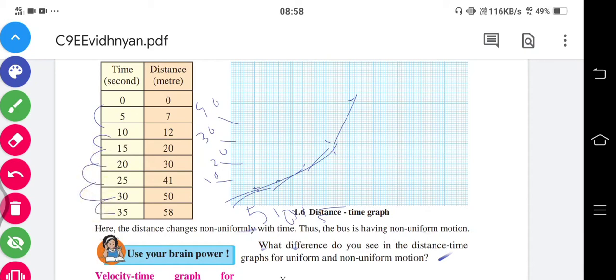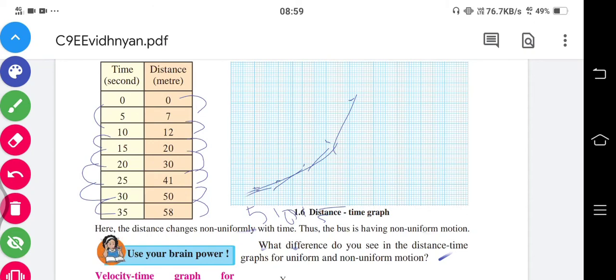And here the difference of distance, check. Here is the 7, here is the 5, here is the 8, here is the 10, here is the 11, here is the 9, here is the 8. It means the differences in distance are different. So non-uniform motion means that in equal intervals of time the distance covered is different. Understood that?